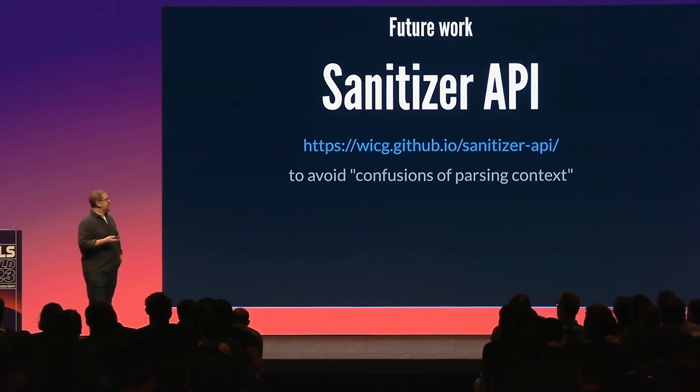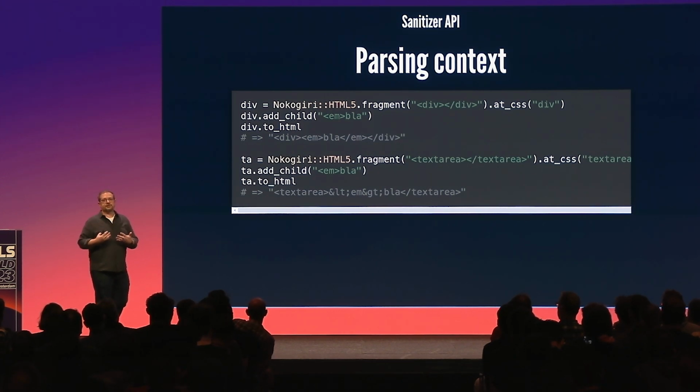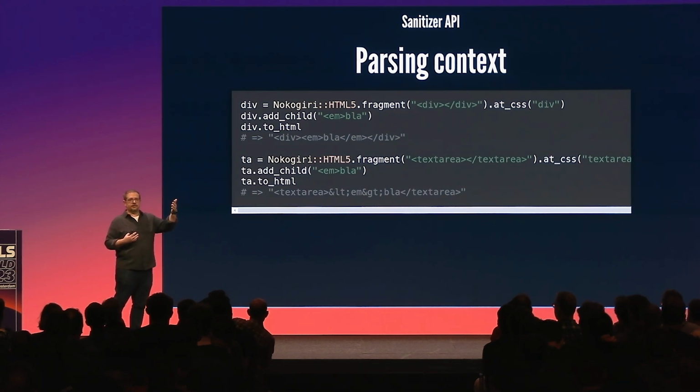There's a thing that I think is the future of sanitization that I'm going to be thinking about. There's a Sanitizer API draft proposal that's currently being considered to standardize what a sanitizer API should look like, to avoid confusions of parsing context. What parsing context means is that how you interpret any random string is going to depend on what that string's parent node is going to be.